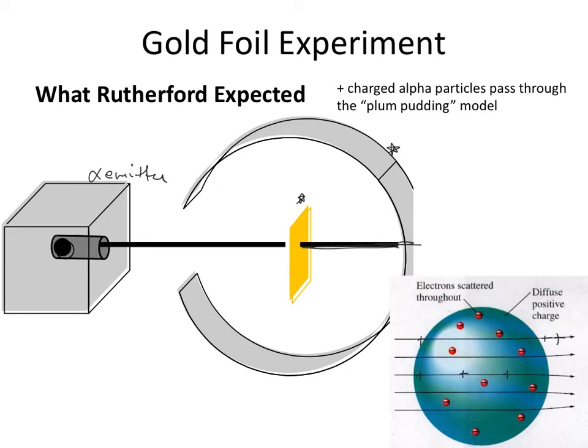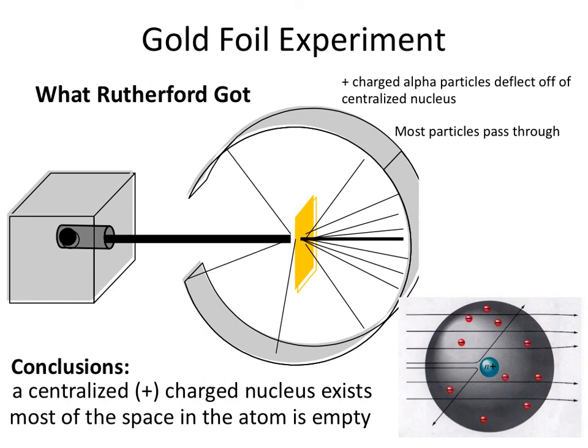When he ran the experiment, he was very surprised. When he ran the alpha particles into the gold foil, most of them passed through, but a good portion of them deflected at various different angles, and some even bounced back. He concluded from his observations that there must be something dense and positive somewhere inside these atoms that is causing the deflections and the bounce backs. So he concluded that there was a positively charged nucleus centralized in the middle of the atom, and that most of the atom was in fact empty space, which is why most of the alpha particles went straight through.